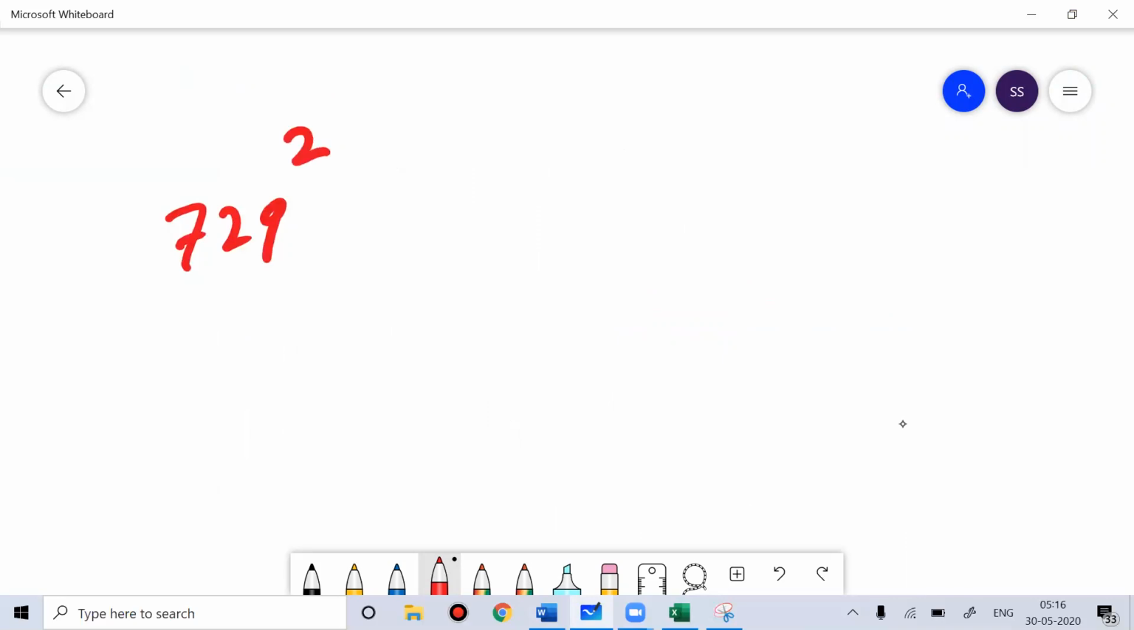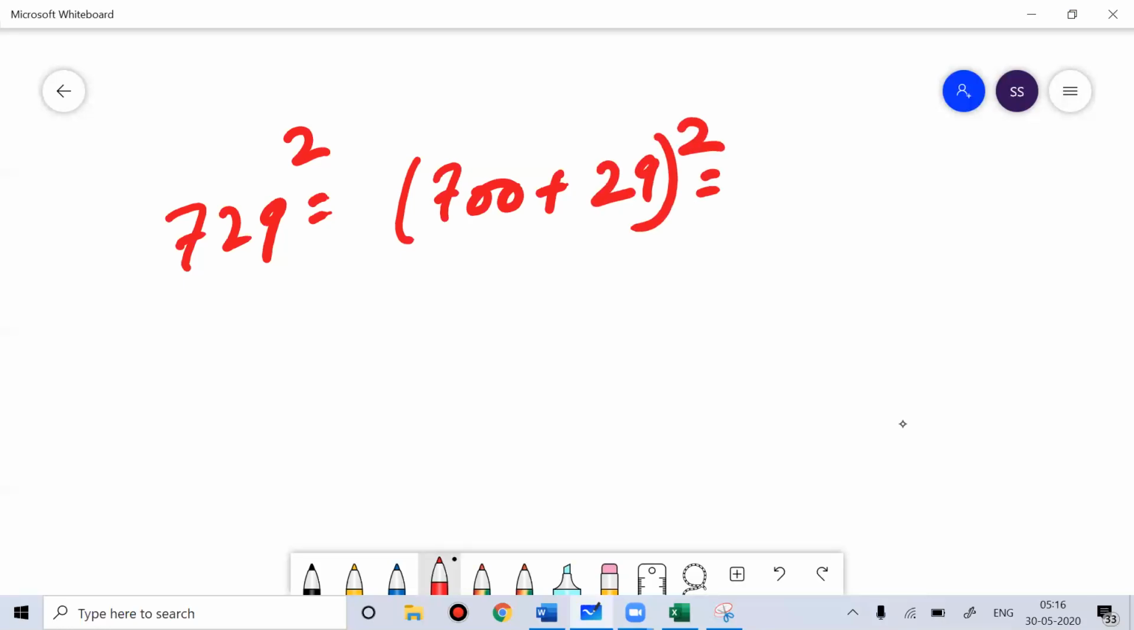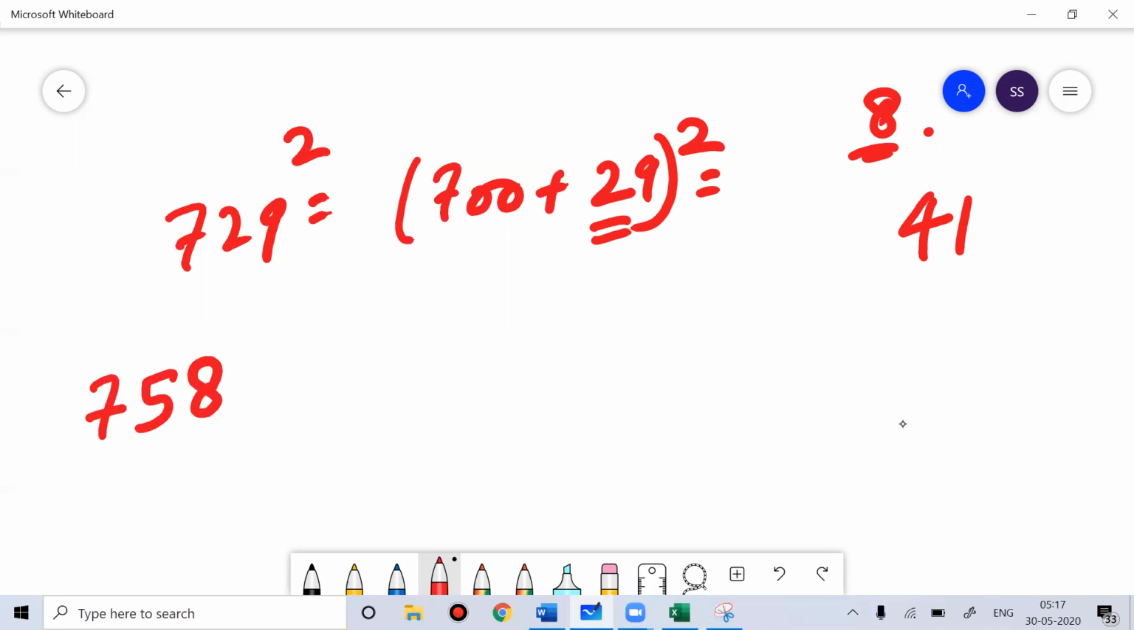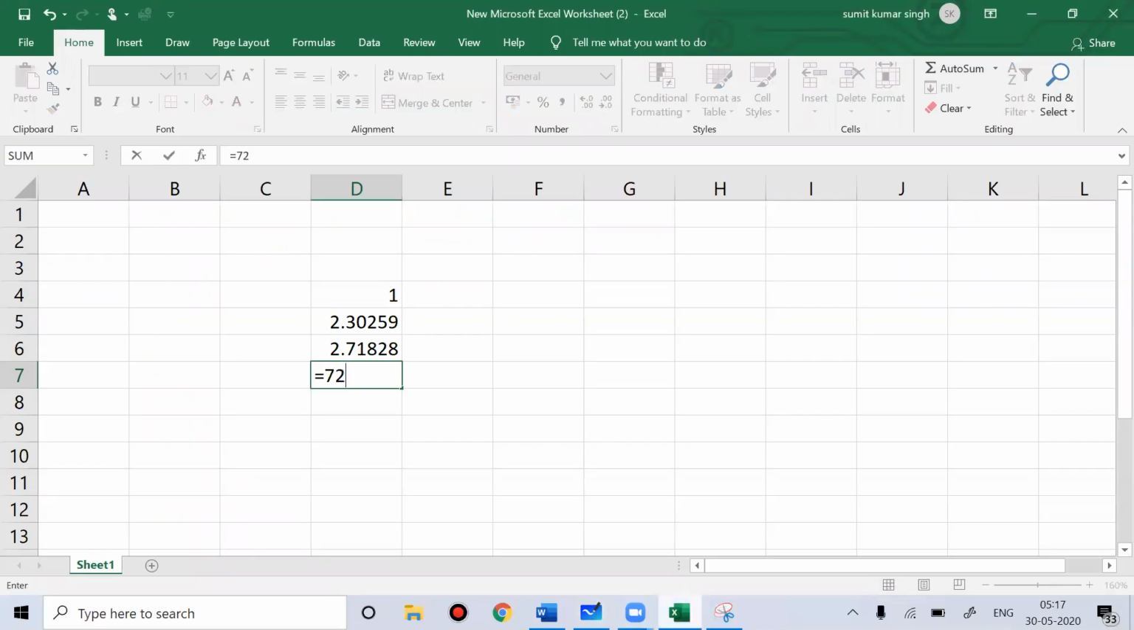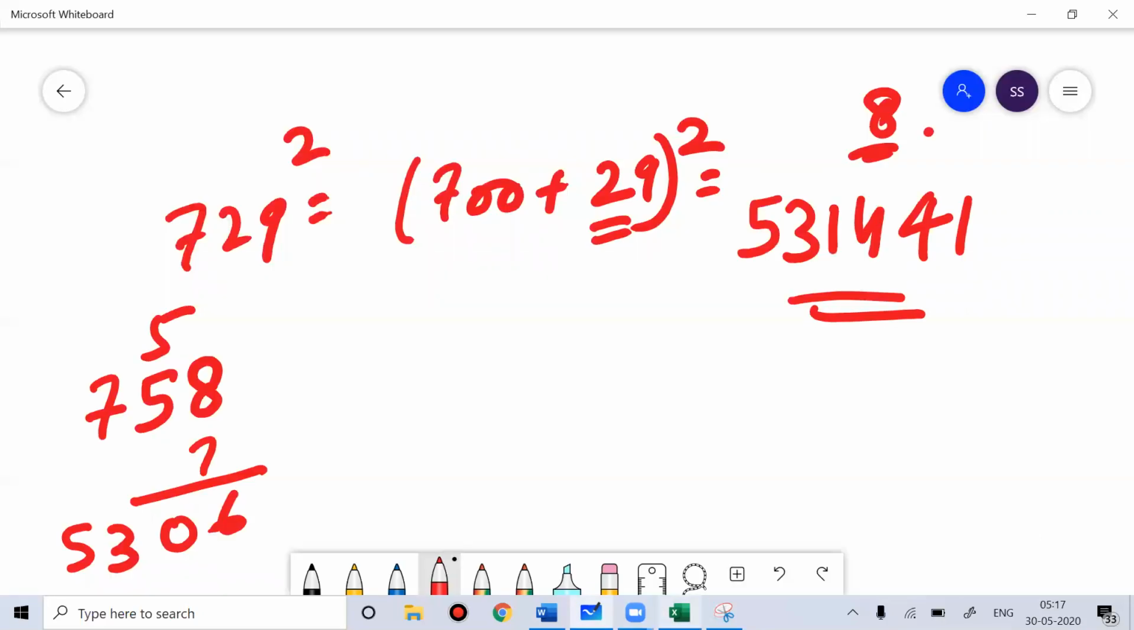So 729 square, you can write 729 as 700 plus 29 square. You can watch my video on Vedic maths if you want 729 square. 29 square is 841. So write 41, 8 carry. Then it would be 729 plus 729, so you get 1458. 4 plus 1, 1058 into 7 because it is 700. So this is 56, 5 carry, 35, 44 carry, means 5306 plus 8 means 5314. 531441. This is 729 square. You can check this. You can watch my video on Vedic maths on how to find the square.